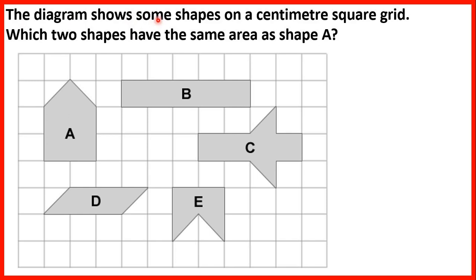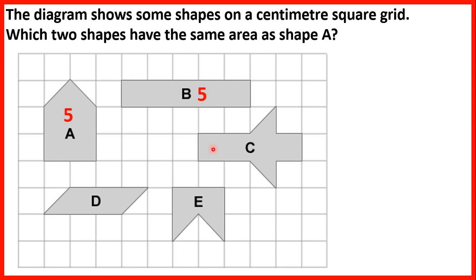The diagram shows some shapes on a centimetre square grid. Which 2 shapes have the same area as shape A? So remember, the area is the amount of stuff that's in a shape, or the amount of space that a shape takes up. So we can count the number of squares that would be inside each shape. We have 1, 2, 3, 4, and then 2 halves, so that's 5, because 2 half squares make 1 more whole square. For B, we have 1, 2, 3, 4, 5 as well.